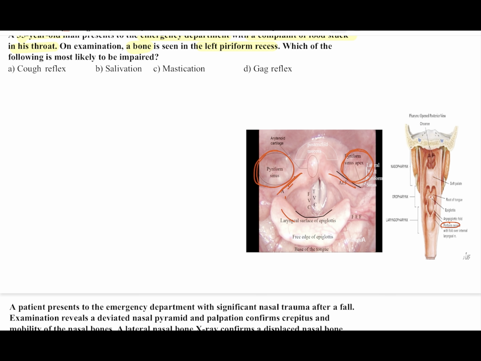So it is the piriform fossa, or recess, whatever you want to call it. It is located within the hypopharynx. So the posterior-most part of the pharynx, there it is located. It is located lateral to the laryngeal opening. Okay?